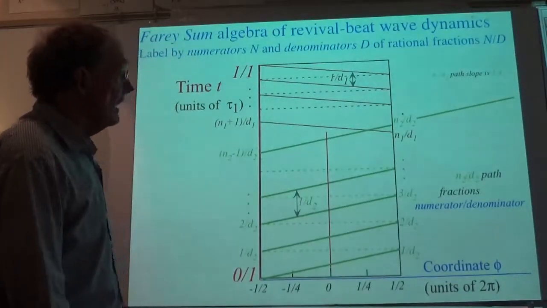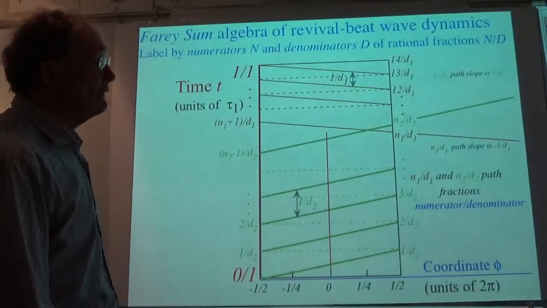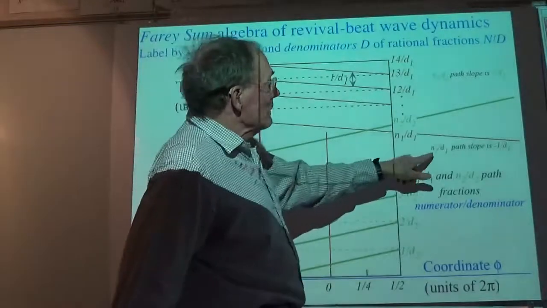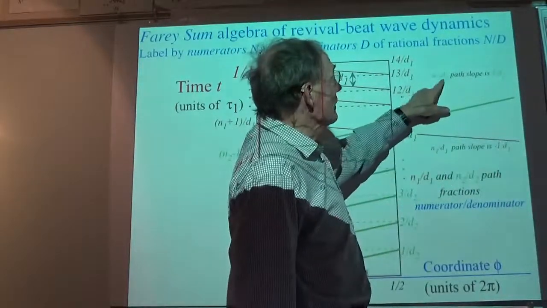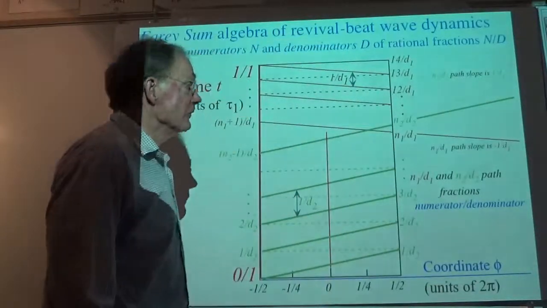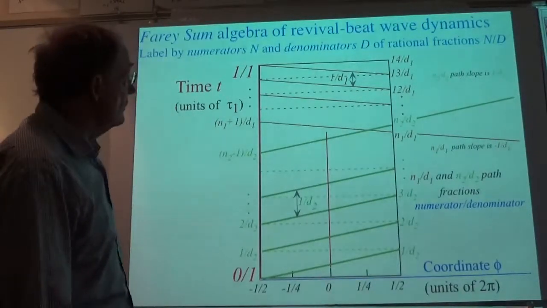That's what we've got to figure out. That's where the action is. That's where you're getting the revivals. Okay? So the N1 over D1 path slope is minus 1 over D in this case, and this one has a path slope of plus 1 over D, its denominator. So it's numerator over denominator. That's the fractions that we need to understand.